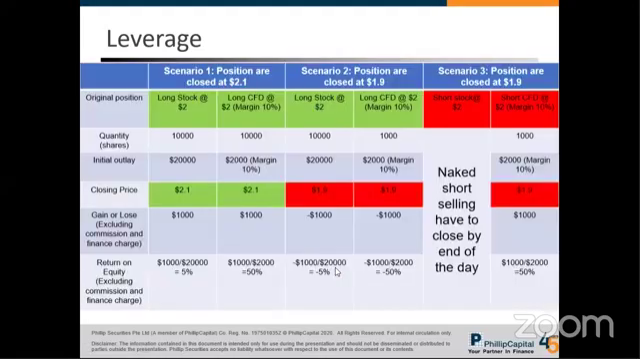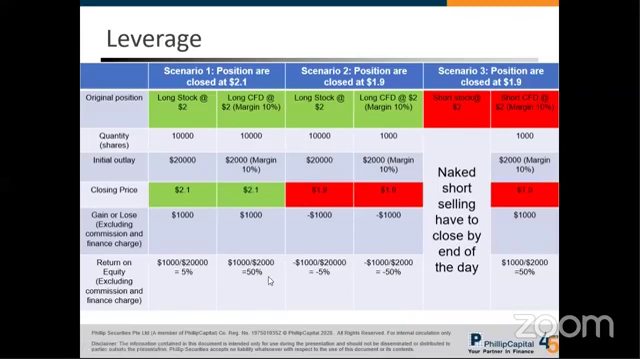So we have some examples. Let's say I have bought a stock at $2, 10,000 shares. My initial capital outlay for stock is 20,000. But if I'm using CFD, the margin is only 10%, 2,000. When the price goes up to 2.1, I subsequently close off this position. So from here, I make $1,000, excluding commission and financing charges for simple calculation. So the return on my equity, what I put in, is based on 1,000 over 20,000, which is 5%.